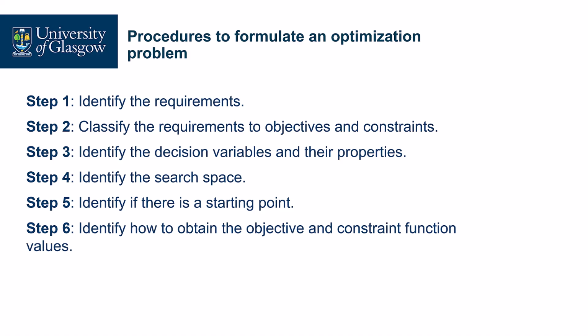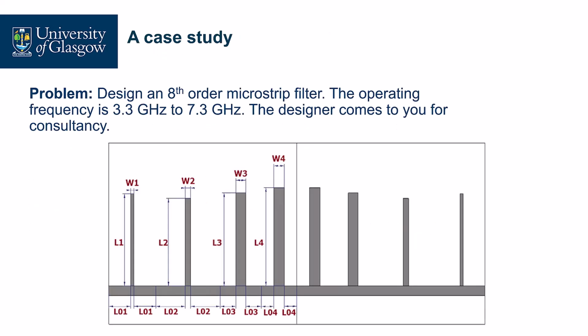Here we talk about an engineering design problem, which I will show you later by a case study. The problem is like this. We need to design an 8th order microstrip filter. As you can see here, the operating frequency is 3.3 to 7.3 gigahertz. The designer comes to you for consultancy, and you are an engineer armed with AI techniques for optimization. So now you receive this problem.